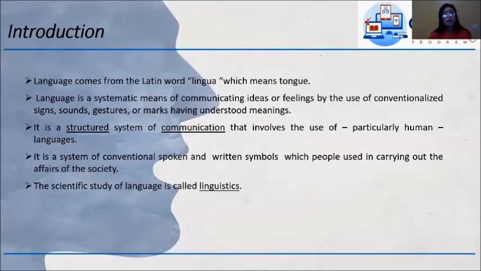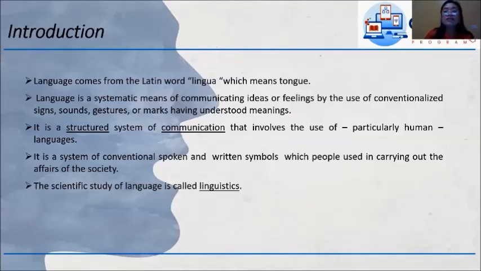Now, language is a systematic means of communicating ideas or feelings by the use of conventionalized sounds, signs, gestures, or marks having understood meanings. So language is a means or a tool of communication in expressing our thoughts, our feelings, making use of signs, sounds, and gestures.